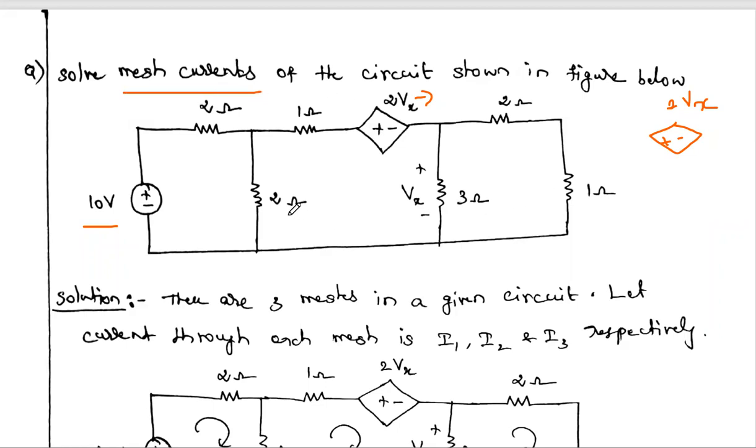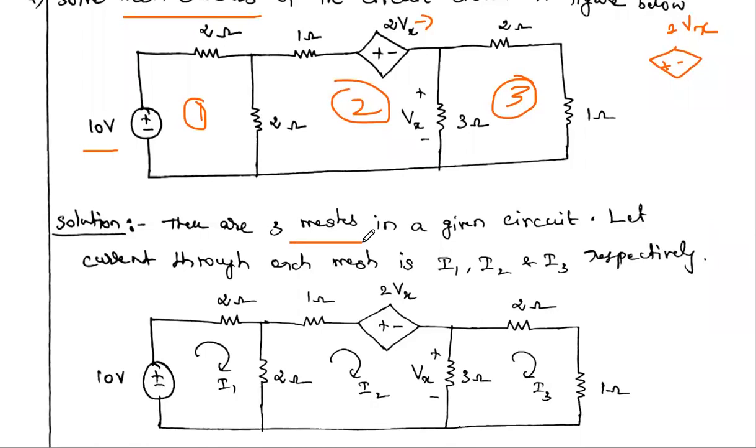So using ordinary mesh analysis, we can solve this circuit. What is the procedure in mesh analysis? First, we have to identify the number of meshes. This is mesh 1, this is mesh 2, and this is mesh 3. So there are 3 meshes, and we have to consider the current flowing in each mesh: I1, I2, I3. It is the first step.